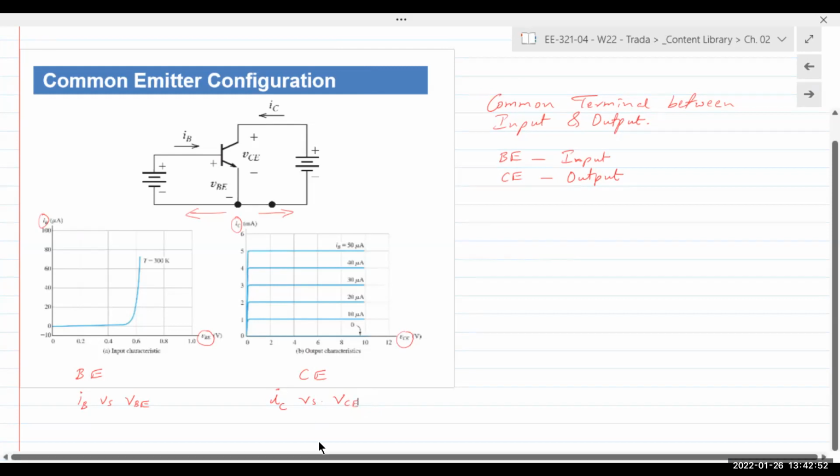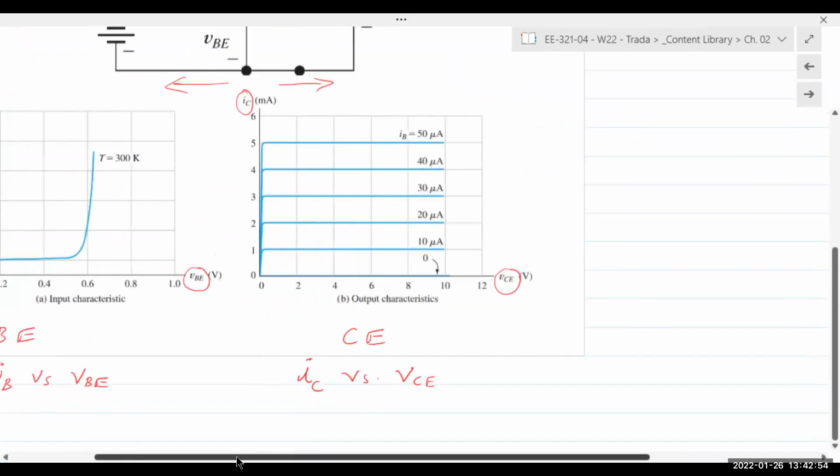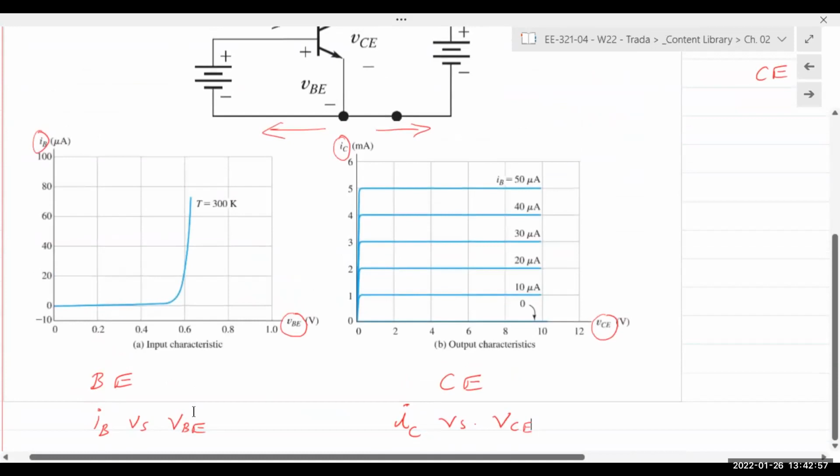Let me zoom in a bit on there. That better? So input side, base emitter junction, this CE is collector and emitter. IC versus VCE and IB versus VBE.